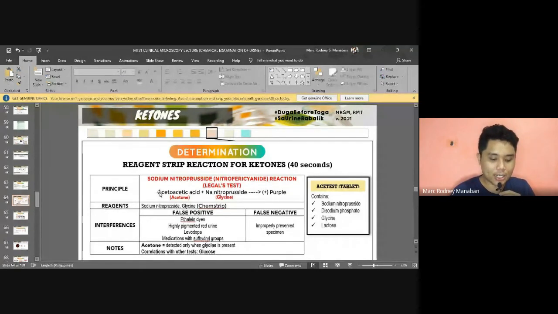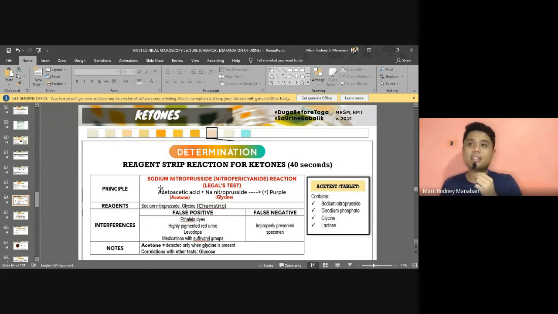Okay. Now, similar to glucose, there is also a tablet test. You have the Acetest. It's in the name, right? Acetest, acetone. Very easy to remember. It contains sodium nitroprusside, of course, the main reagent. You have disodium phosphate, glycine, and also lactose. Lactose is added to enhance color differentiation or color visualization. Okay, that's the purpose of lactose, and of course glycine for acetone. Okay, all right. But your Acetest, dears, is very sensitive for acetoacetic acid still. Okay, and glycine is added again so acetone can be detected.